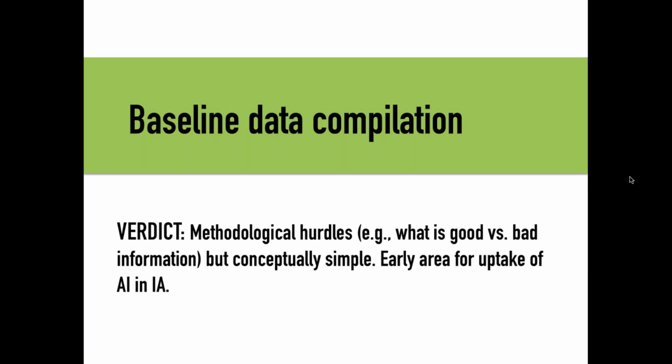There's a number of methodologic hurdles that will have to be overcome, including helping computers identify what constitutes good versus bad input, bad meaning unreliable input, and figuring out how to integrate different kinds of knowledge, for example, Western versus indigenous knowledge. However, conceptually, this is a simple area for applying machine learning, and I think it's going to be one of the earliest areas in which AI will be used for IA.